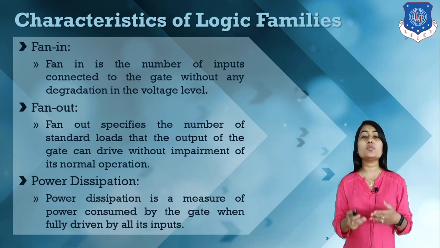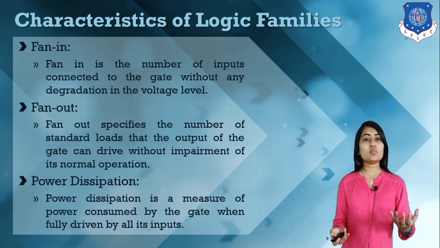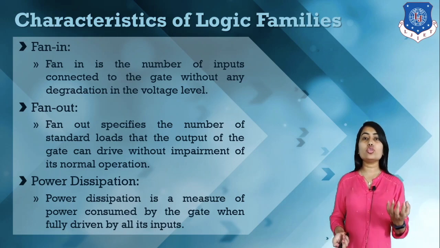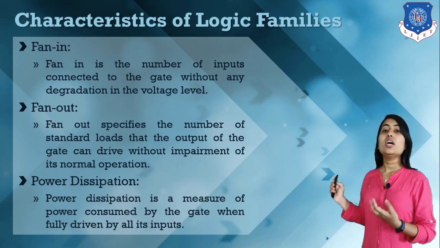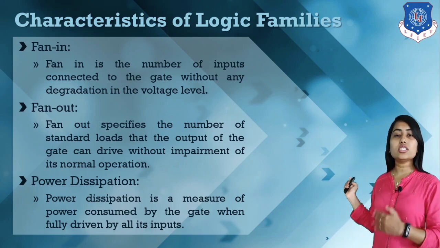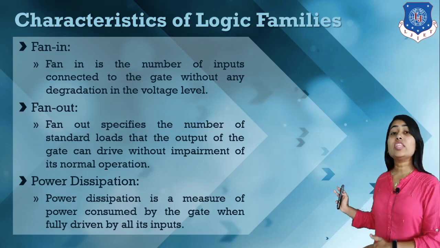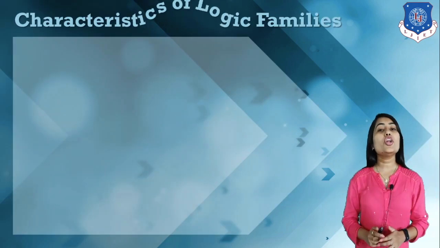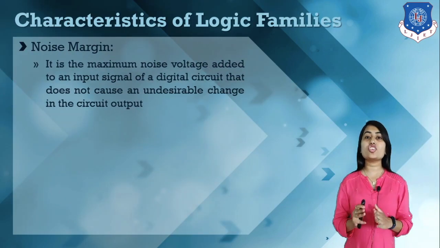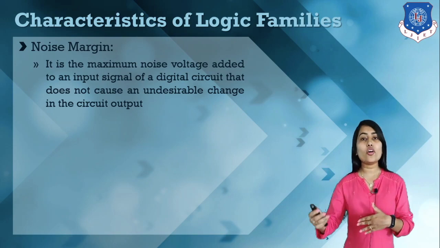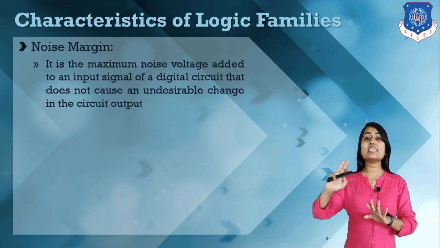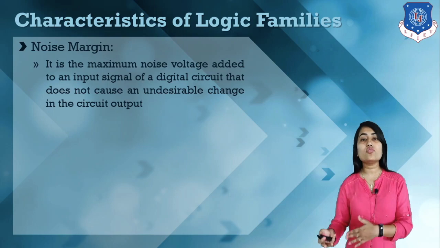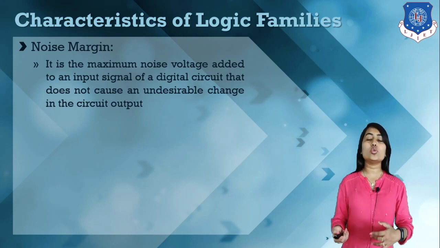Then next we have power dissipation, that means the power consumed by a gate. Some circuits consume less power and some consume more, so it is necessary to use circuits which consume less power. This is another important parameter for logic families to consider. Then next we have noise margin, that means the maximum amount of noise voltage that our circuit can handle.